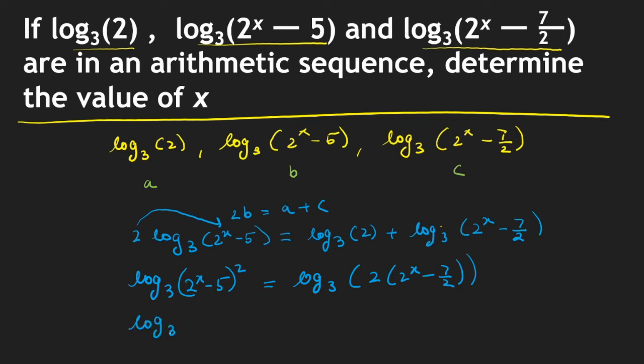So we get log base 3, (2^x minus 5) whole squared is equal to log base 3 into 2 into 2^x. Now I'm not going to do 2 raised to the power x plus 1, and I'll tell you why in just a bit. So I'm going to do this. And now let's go to the next slide.